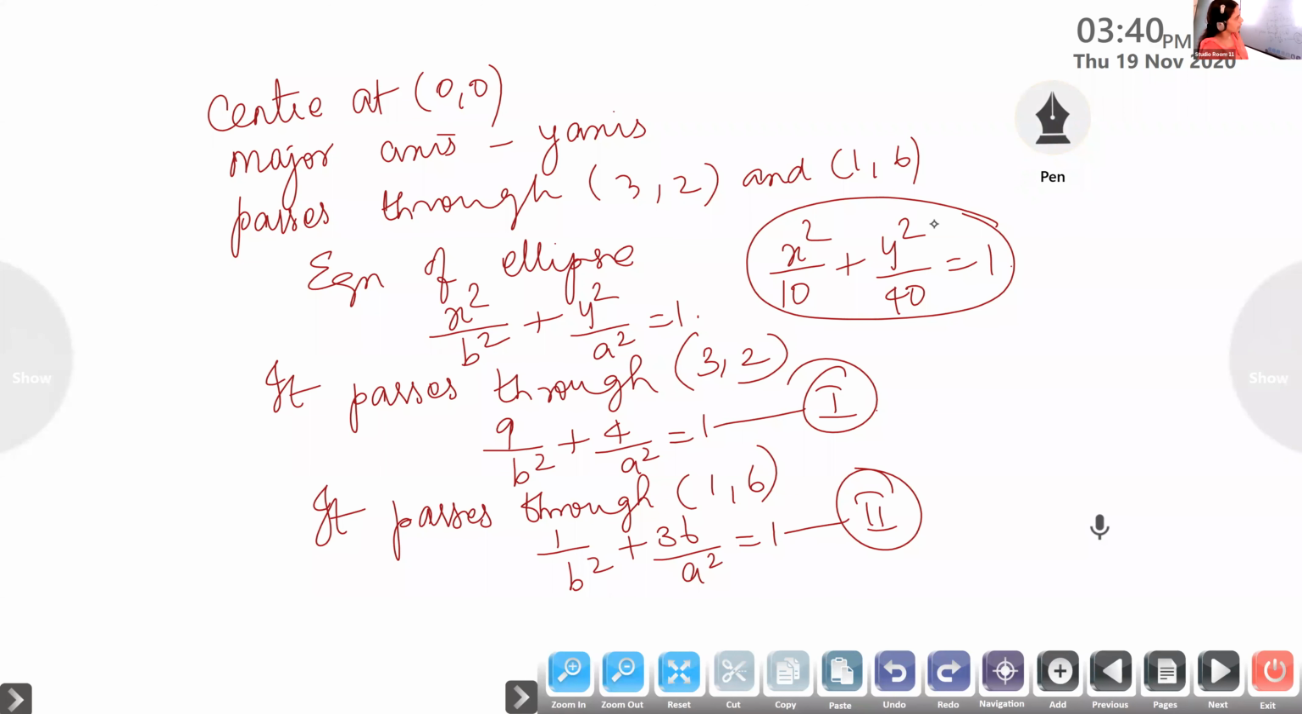So with this, the ellipse section is over. In the next class, we will start with the last type of the conic, that is hyperbola. Ma'am, can you tell the answer again? This x square by 100 plus y square by 40 is equal to 1.